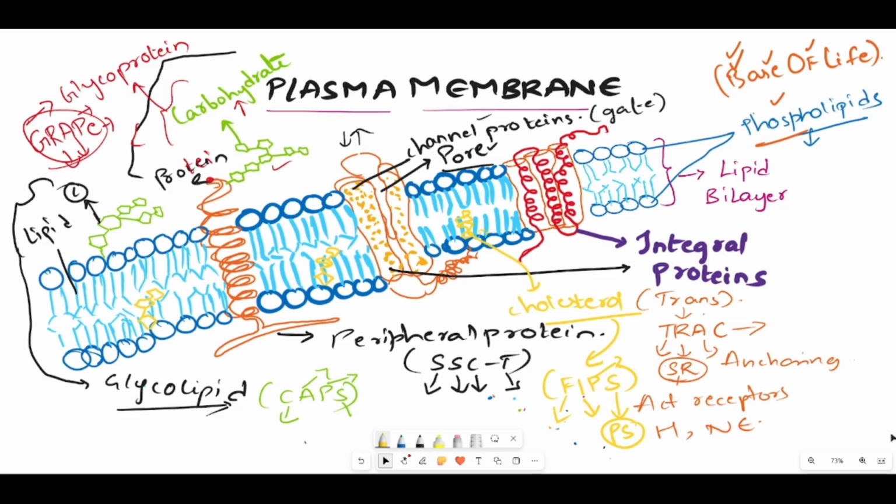And that's the plasma membrane. Now let's quickly revise all the tricks. For phospholipids, just remember base of life. And cholesterol, it is FIPS. Integral proteins, TRAC. Peripheral proteins, SSCT. And glycoproteins, GRAPE. Glycolipids, CAPS. Remember these and the plasma membrane will stick in your brain.